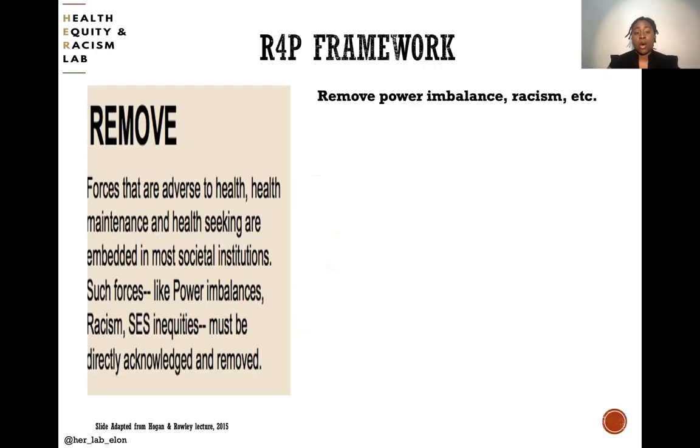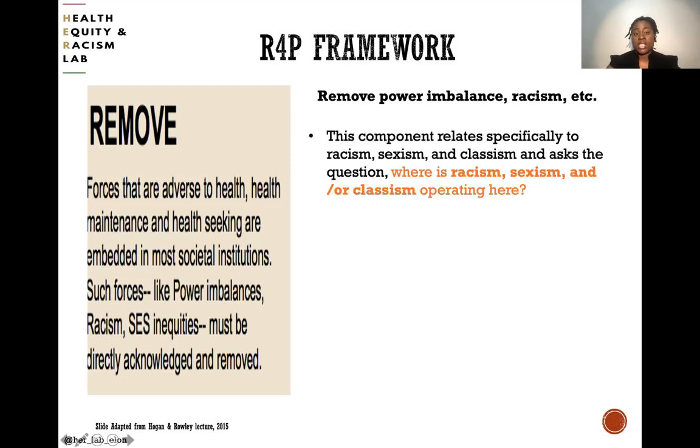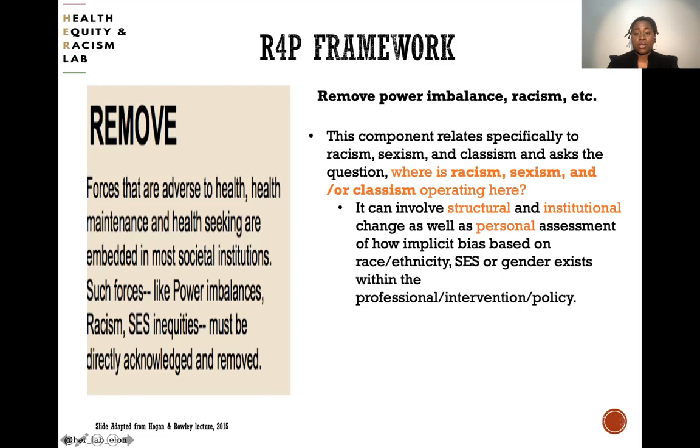The first component of R4P is remove. And here is where you're focusing on removing power imbalances that result from racism, classism, sexism, many of the isms that structure and shape our society, the forces that are adverse to our health and health maintenance and health seeking, and that are embedded in most societal institutions. So this component relates specifically to those forces.